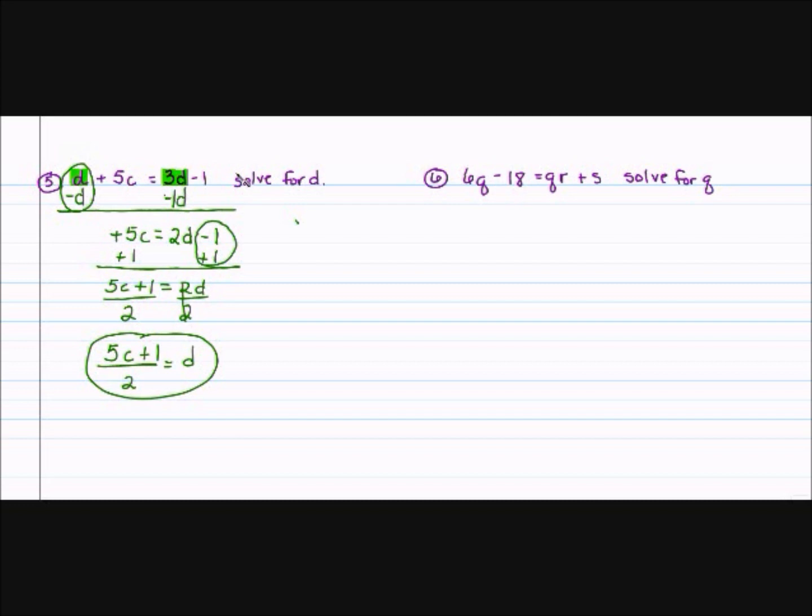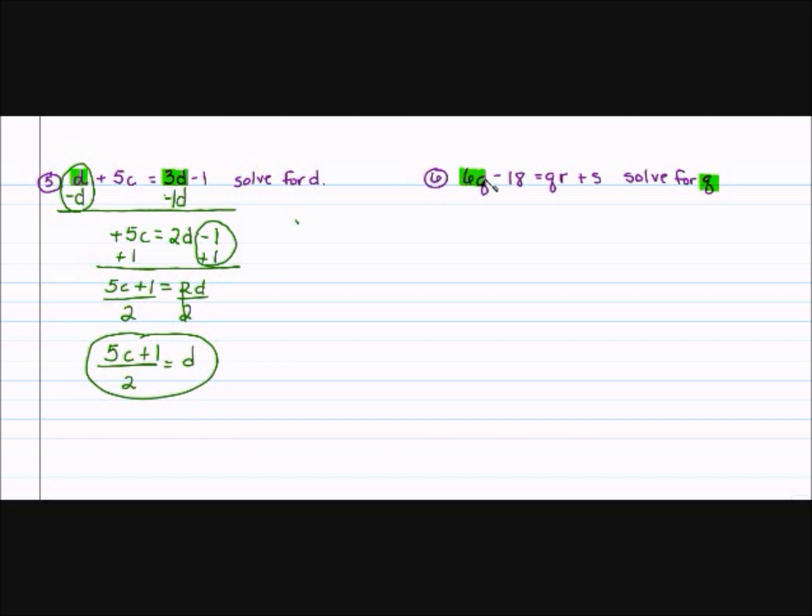On to problem number 6. 6q minus 18 equals qr plus s. Wow, we got 3 variables there. We have a q, we have an r, and we have an s. Okay, what's it want us to solve for? It wants us, get my highlighter, wants us to solve for q.